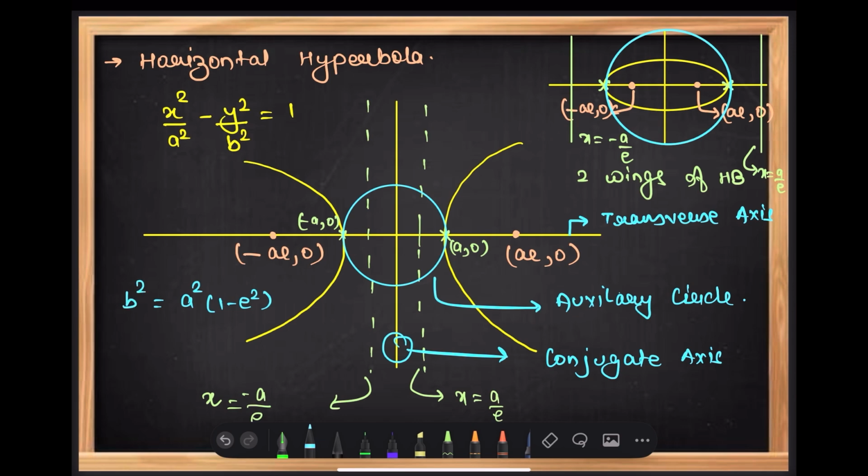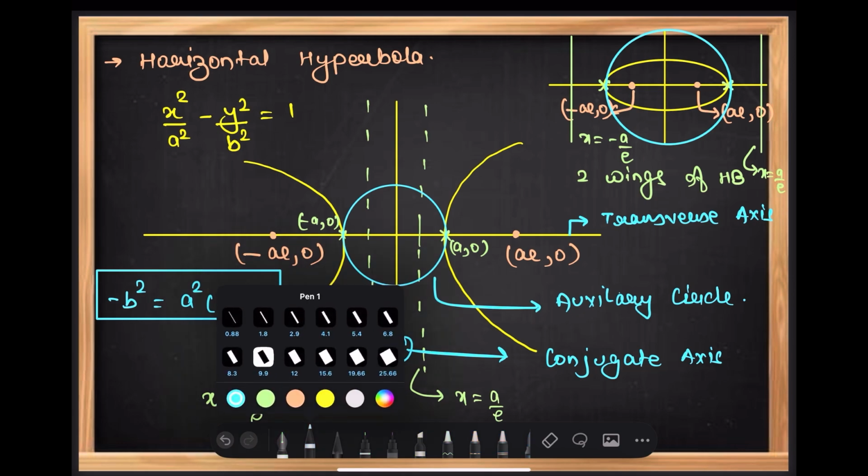Now try to understand the change in the equation of ellipse and hyperbola. In place of this we have used a plus sign, so you have to replace b square with minus of b square. So this is the relationship between a, b and e of horizontal hyperbola.